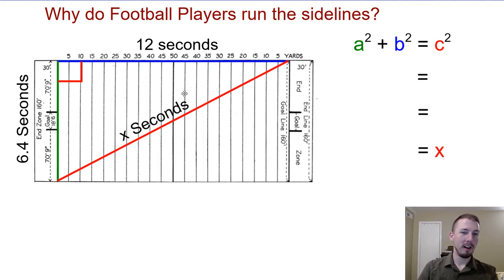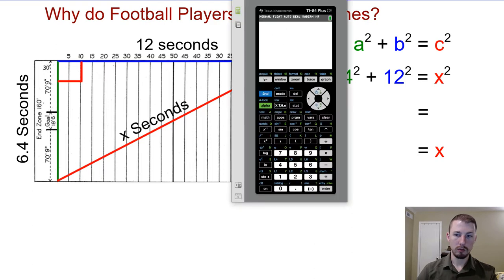So I'm sorry. Anyway, plugging in the values, we'd have 6.4 squared plus 12 squared. Now the legs don't matter, which one's the left leg or the right leg. It doesn't really matter which one you do because of the commutative property of addition, so it doesn't matter the order that we add in. What's important is that the hypotenuse has to be by itself. So that's going to be x squared in this case. And at this point, we can plug that straight into the calculator. So that's what I'm going to do.